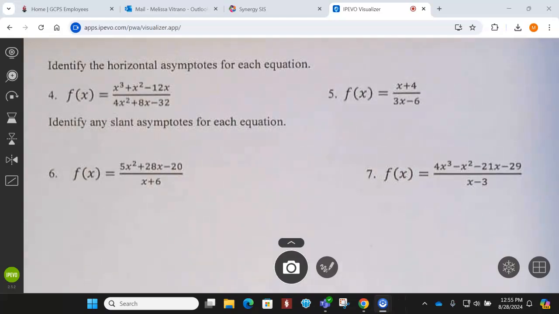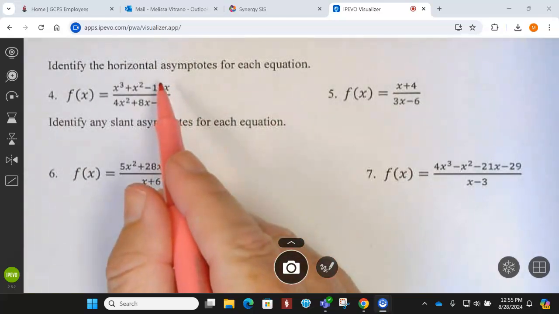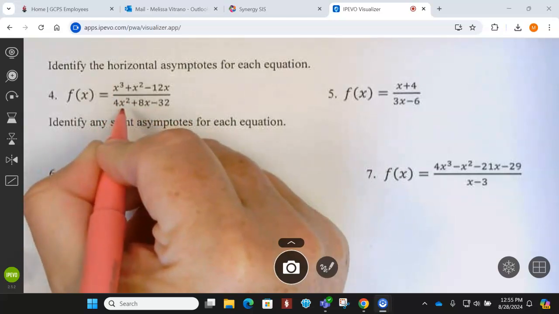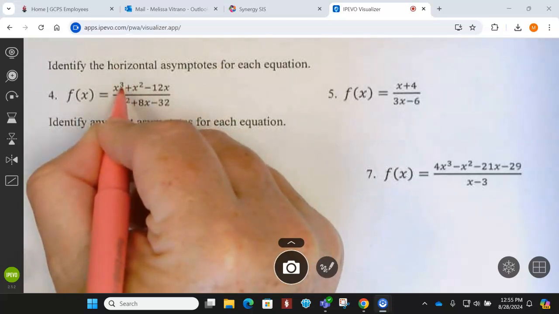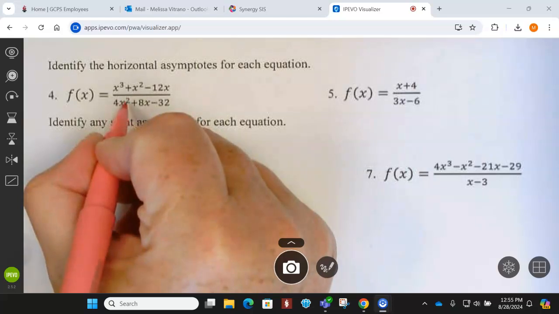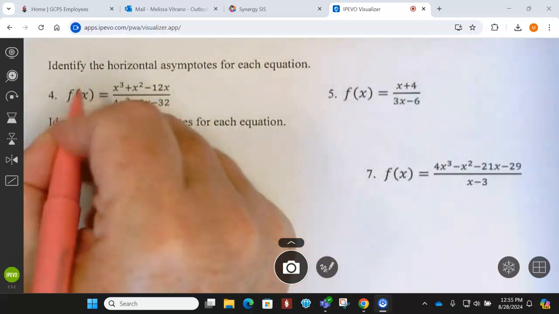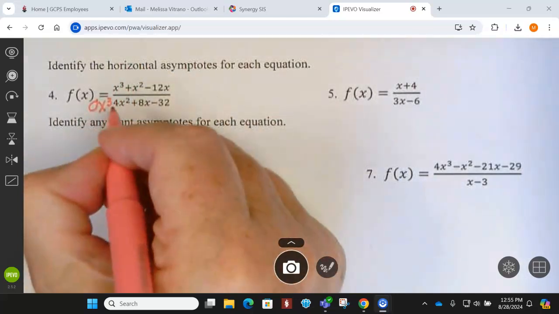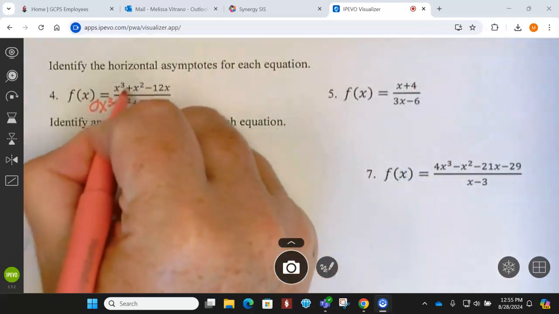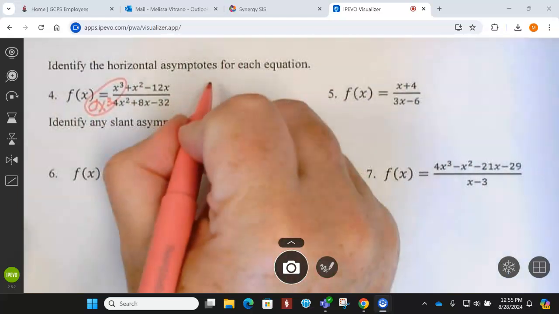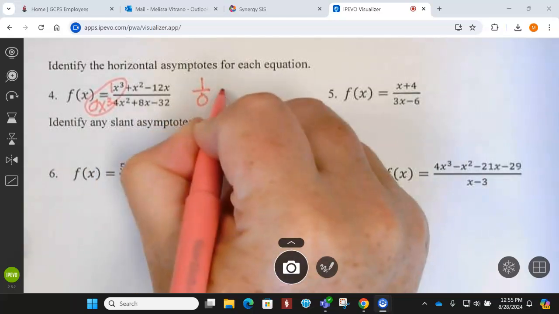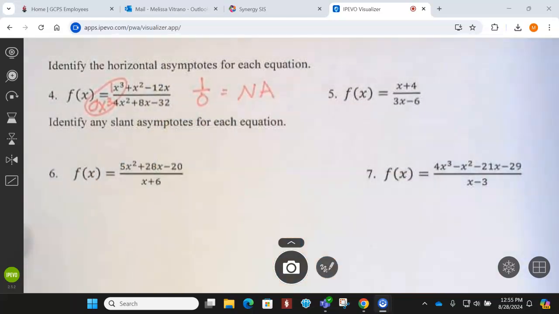Hey guys, so here's the back page of your review. So this question here, we're only looking at horizontal asymptotes. So we're going to look at the top. My degree is 3. At the bottom, the degree is 2. Because they're not the same, we're going to make them the same. So I need to make the bottom one bigger by adding 0x cubed. So here, now that they're the same, it would be 1 over 0. And we can't have a 0 at the bottom, so it's an A.